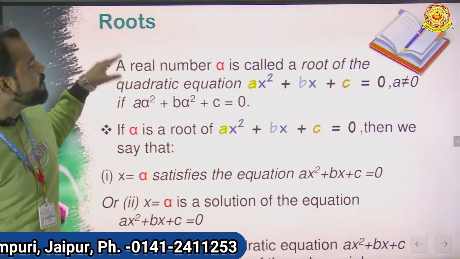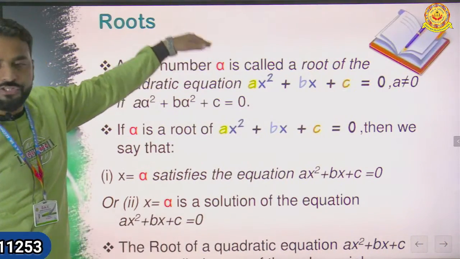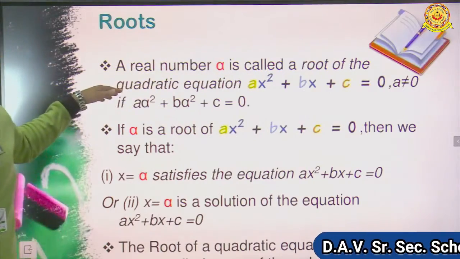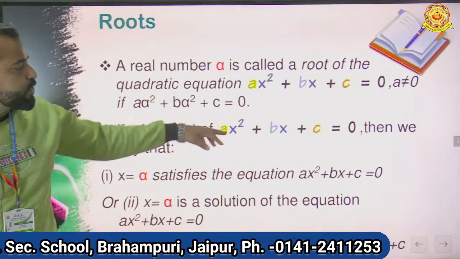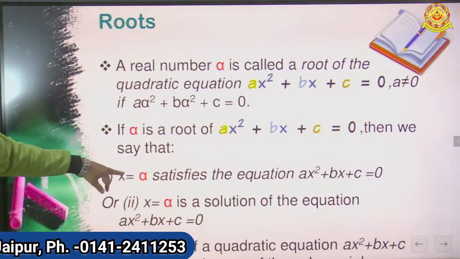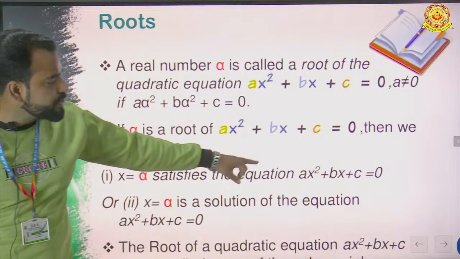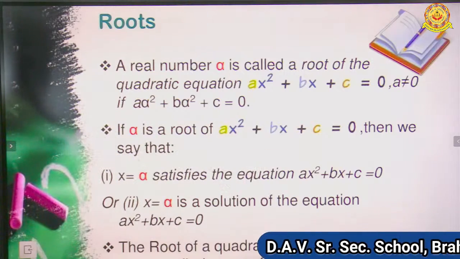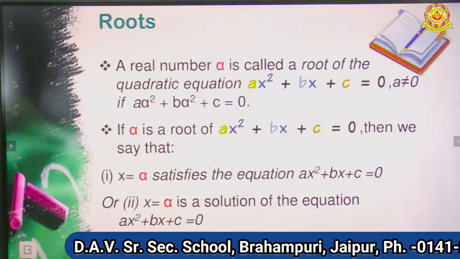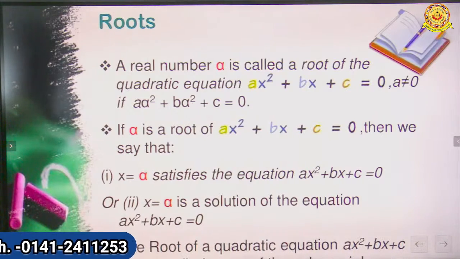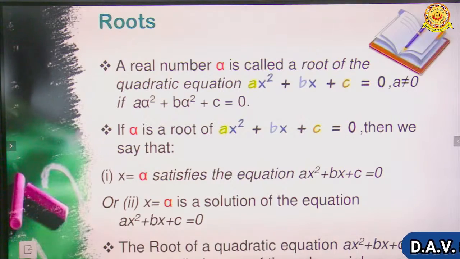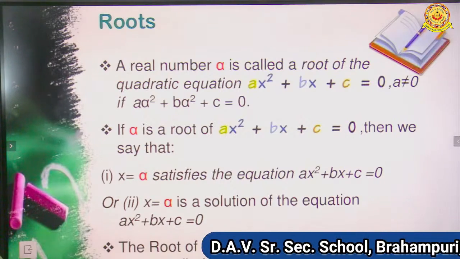So it is saying that if any real number alpha, which is a numerical value, stands as the root of this quadratic equation, we can say alpha is the root when x = α satisfies the equation ax² + bx + c = 0. That means if x is equal to any numerical value that satisfies the equation, it is a solution of the equation. We can denote it as alpha or beta or gamma for any equation.